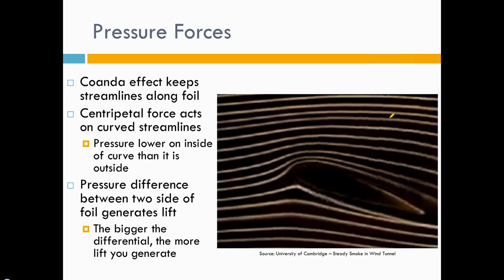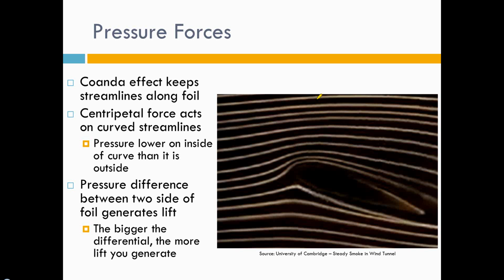Things get sucked into the middle of a whirlpool or a tornado because there's lower pressure internal. If you think of that curvature around the tornado or the whirlpool, there's lower pressure inside of that curvature. In the grand scheme of things, we end up with pressure differences between the two sides of the foil, and that generates lift for us. The bigger the differential, the more lift you generate. But let's look at it a little bit more. I'll explain it here, and then the next slide goes into a little bit more.